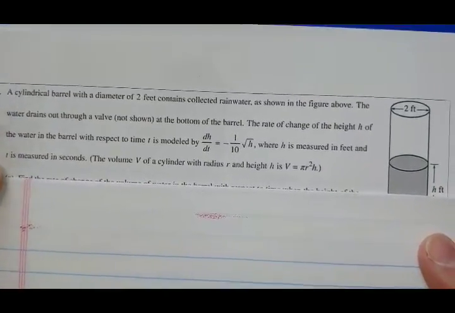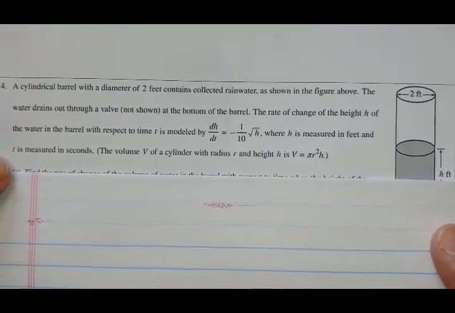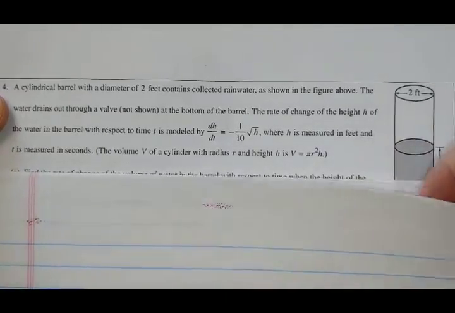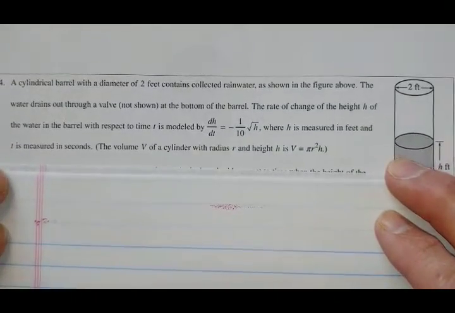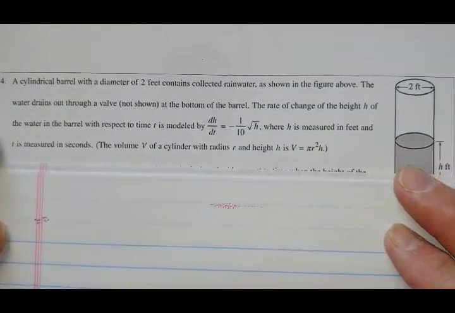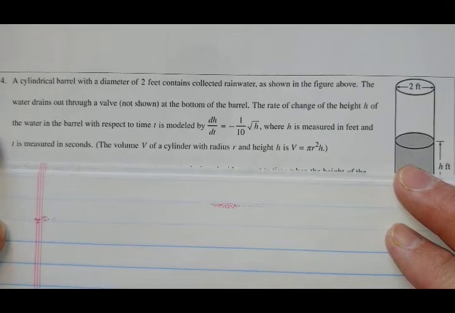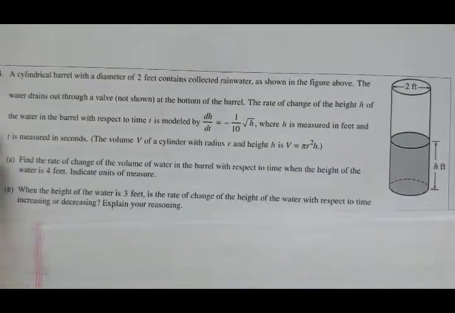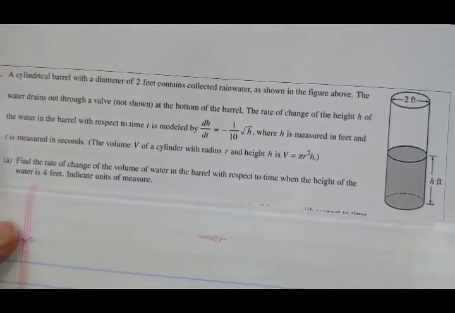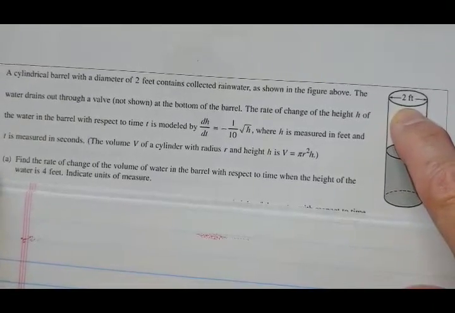This is the 2019 free response 4 through 6. And so let's read the prompt and let's talk about what we're doing here. Number 4: a cylindrical barrel with a diameter of 2 feet contains collected rainwater as shown in the figure above. Our figure is over here to the right, and so we can see the cylindrical barrel, and we have water in the barrel, and we have a diameter of 2 feet.